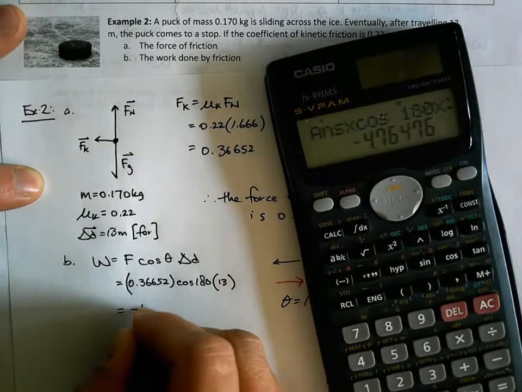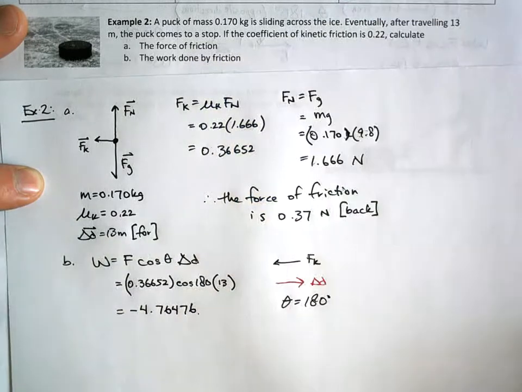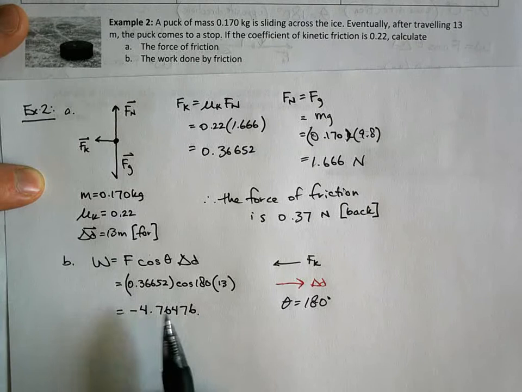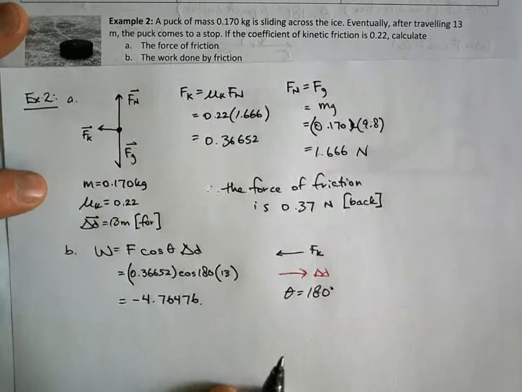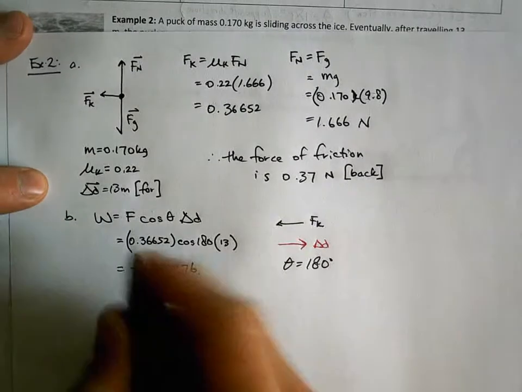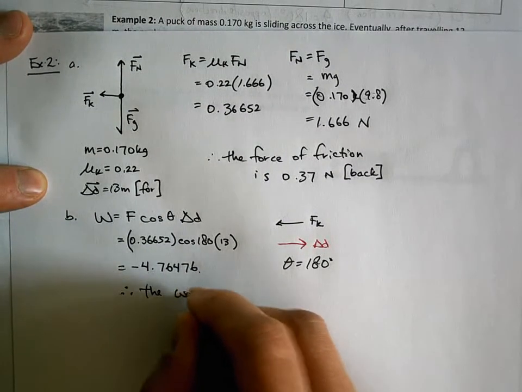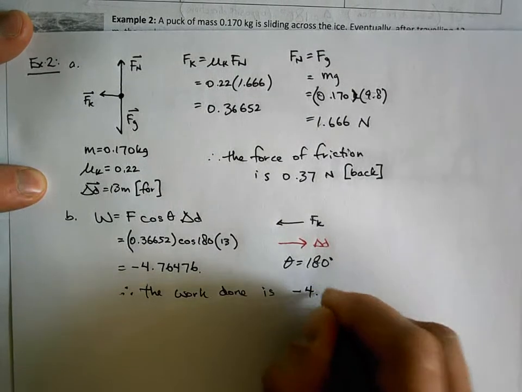Oh, I got a negative number. Does that make sense? Oh yeah, that's right, because friction's acting backwards, so I should get a negative work. Remember, think that friction is taking some energy from the puck. So therefore, the work done is negative 4.8 joules.